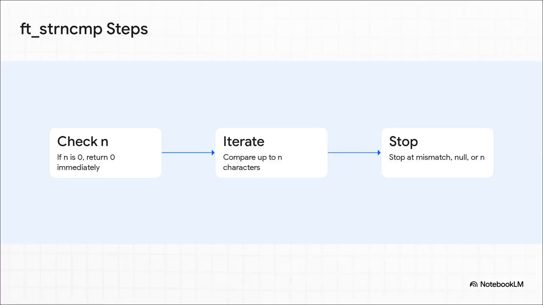And watch out for step 1, it's a trap a lot of students fall into. If n is 0, your function has to exit immediately and just return 0, without checking a single thing. After that, you just iterate and compare, making sure to stop at a mismatch, a null terminator, or when that n counter is finally reached.